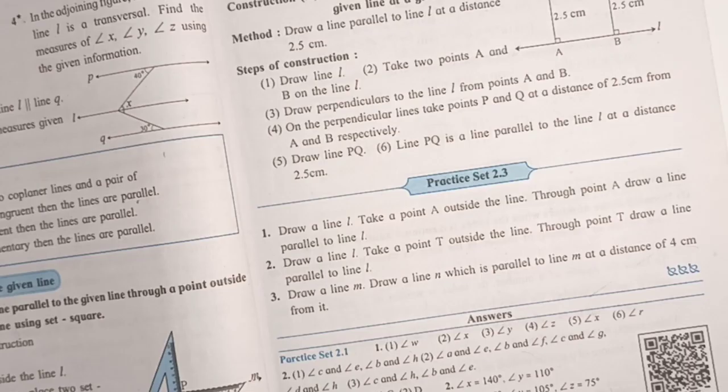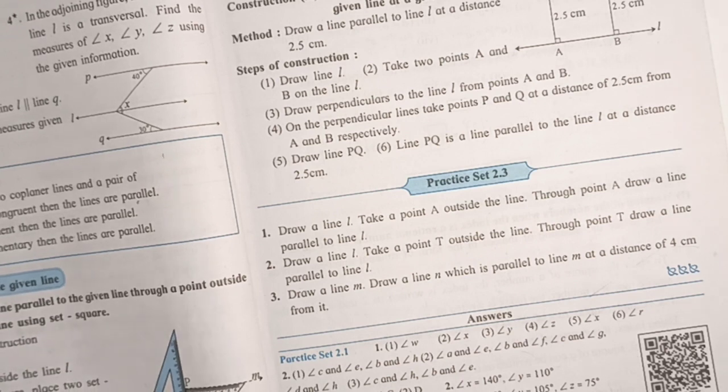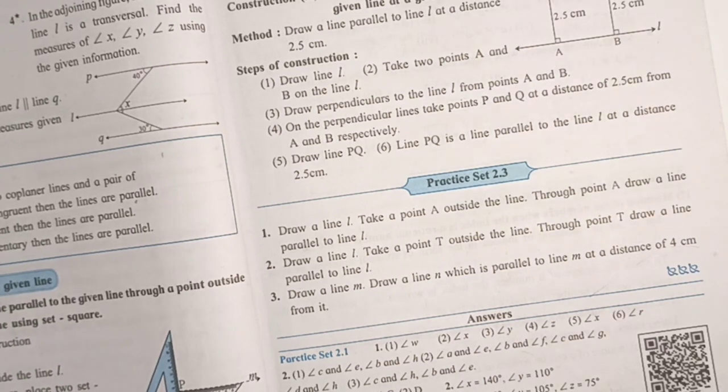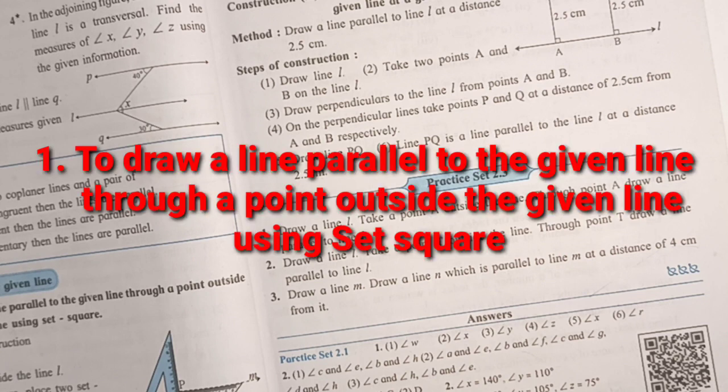Hi students, I think you have understood practice set 2.1 and 2.2 from chapter number 2, parallel lines and transversal. Now in this video we are going to learn how to draw a line parallel to the given line. There are two types of questions, or you can say constructions. First one is to draw a line parallel to a given line through a point which is outside of the given line, and you are going to use set square.